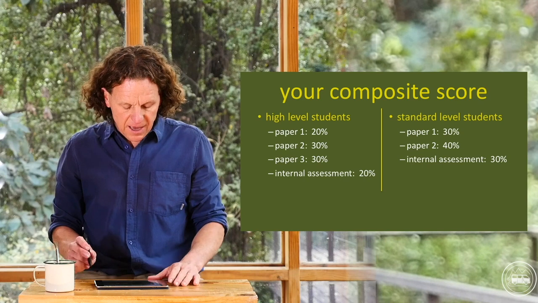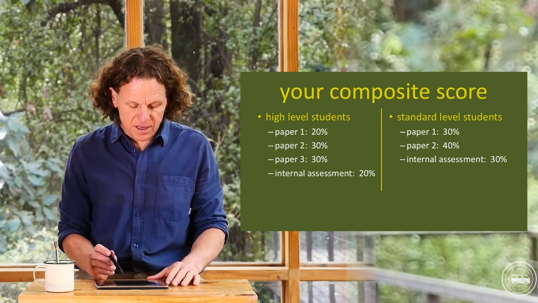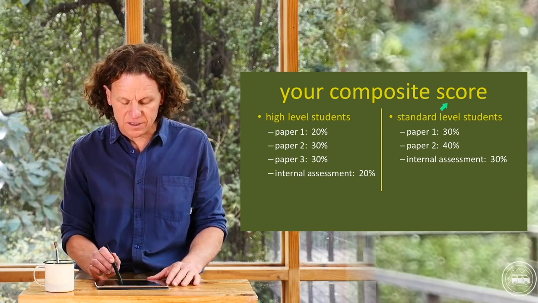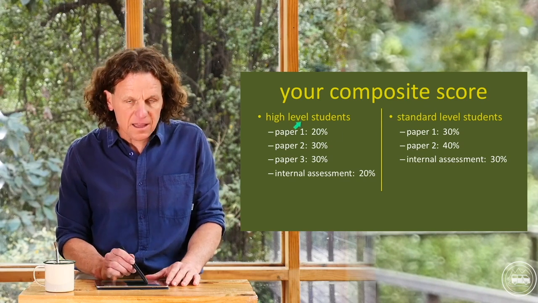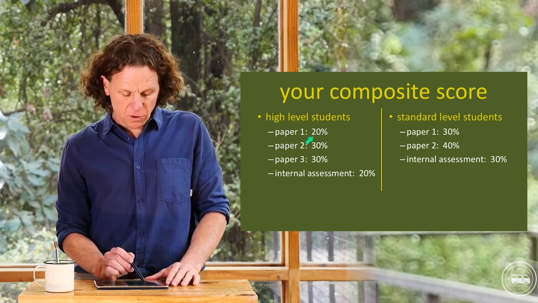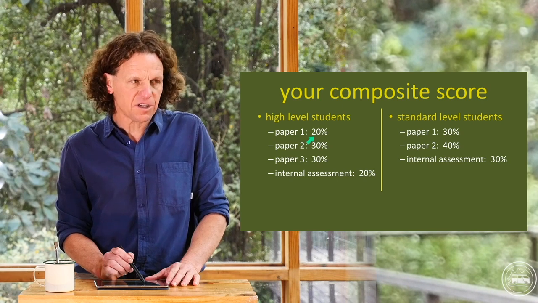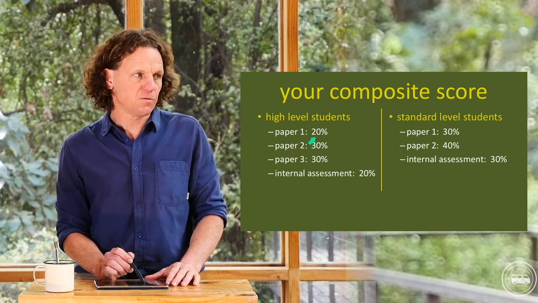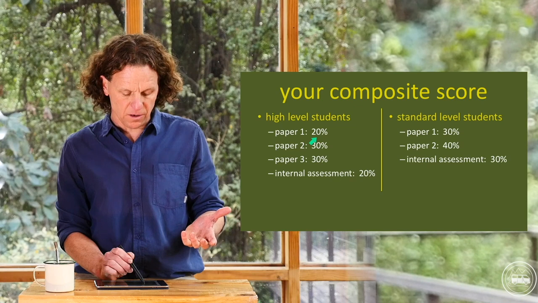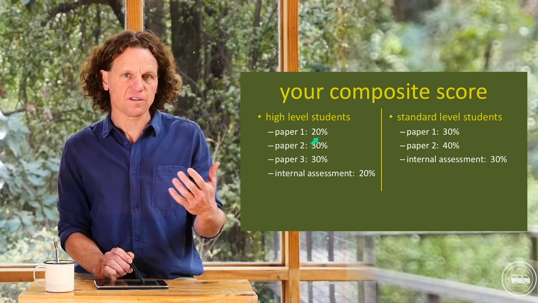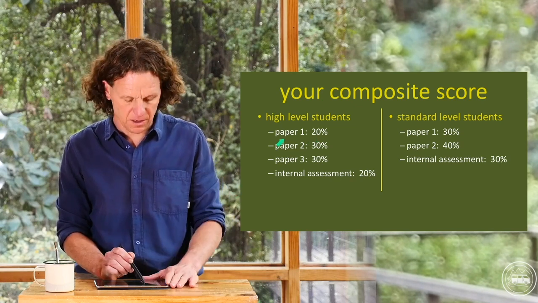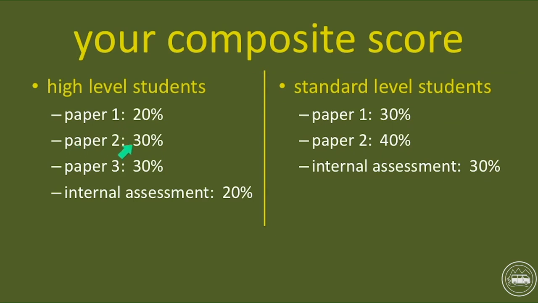So let's take a look at how your composite IB score is calculated. All right, if you are a high-level student, paper 1 is going to be worth 20%. So this is the weighting of these papers in relation to your overall IB score, right? So in the past, if you've seen IB students get a 7, how is that calculated? This is how, okay? So paper 1 is worth 20%. Paper 2 is worth 30%. Paper 3 is worth 30% as well. And the internal assessment is worth 20%, okay?